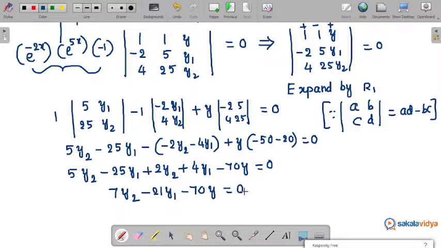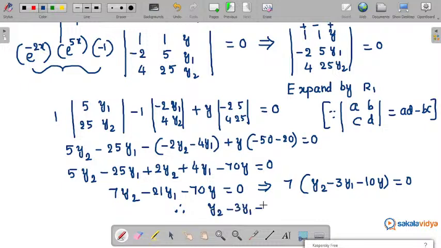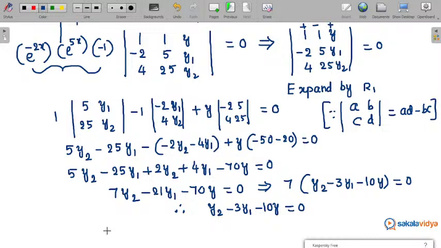Just observe in the left hand side, can we take out anything common? Yes, why not? 21 is divisible by 7, 70 is also divisible by 7, 21 is a multiple of 7 and 70 is also one of the multiples of 7, so take 7 common out. What do we have? y2 minus 3 times y1 minus 10 y equals to 0. So therefore we get the differential equation y2 minus 3y1 minus 10y equals to 0. So this is the required differential equation.